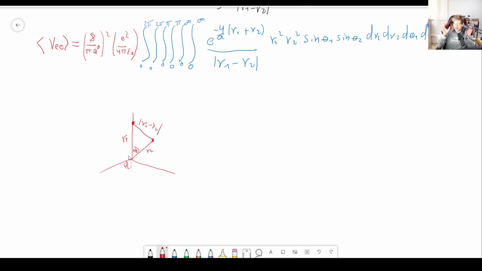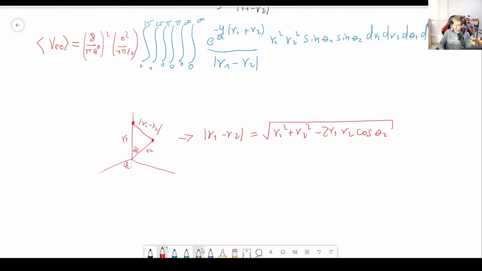So basically we are orienting our coordinate system so that we can use theta 2 as the angle between r1 and r2. It's just a choice of our system. And why do we do that? Because then we can use the law of cosines to determine this distance, right? So r1 minus r2 is going to be the square root of r1 squared plus r2 squared minus 2 times r1 r2 cosine of theta 2.